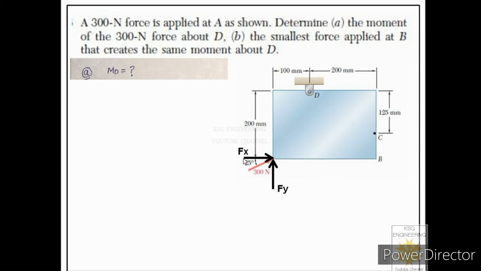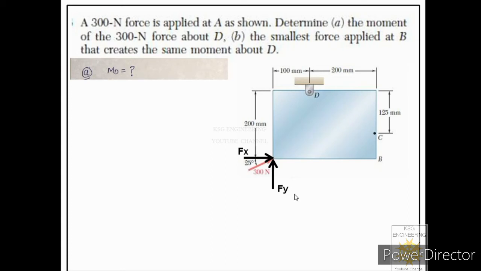Let us first find its magnitude. Fx will be equal to 300 cos 25 degrees. Why? Because the angle of the 300 Newton force is taken as 25 degrees with this component, so this is a cos component. That is why its value will be 300 cos 25 degrees. If this is a cos component, then the other component will be a sine component. It means the value of Fy will be equal to 300 sin 25 degrees.